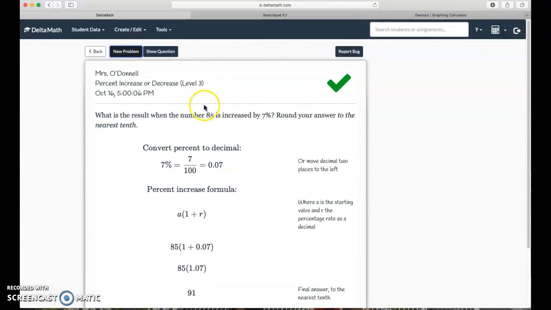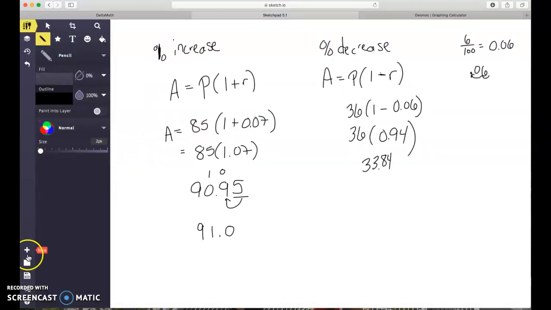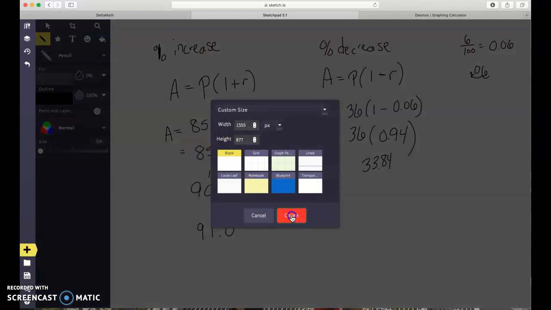All right, let's see if we have any different kinds of problems here. 31% is really kind of the same deal. It's decreasing, so we're subtracting. The number 34 is decreased to 6. Ooh, this is a different kind. What is the percentage by which the number was decreased, to the nearest tenth of a percent? All right, so let's open up a new page.